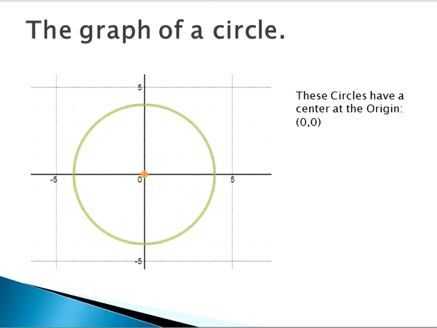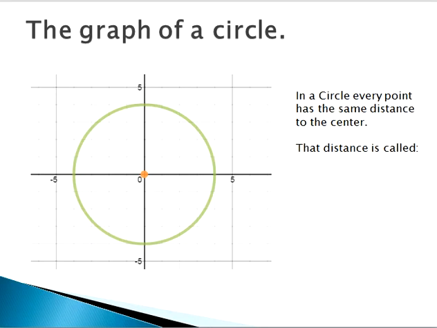And that means that everything on the circle line itself has the exact same distance to the center, to the origin. All right, let's look at the equation that makes a graph look like a circle. How do we get that? In a circle, every point has the same distance to the center. And do you remember how that is called? The radius, of course. And this is something that we know from geometry way back.